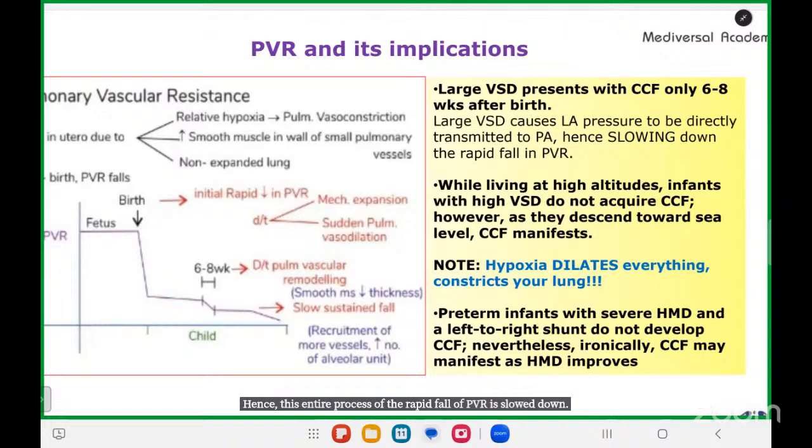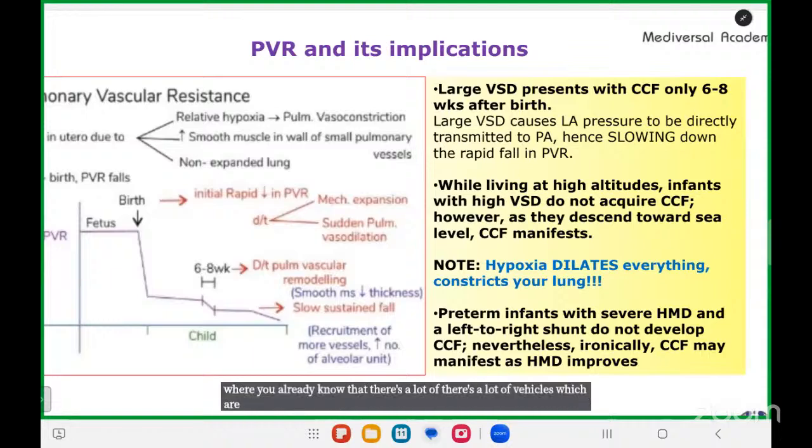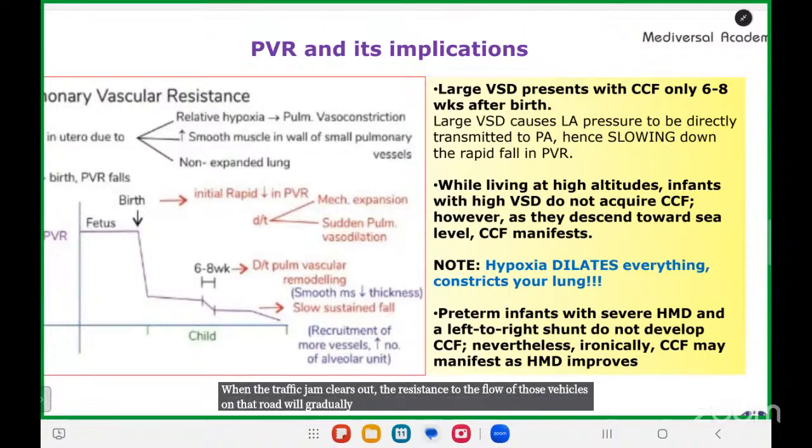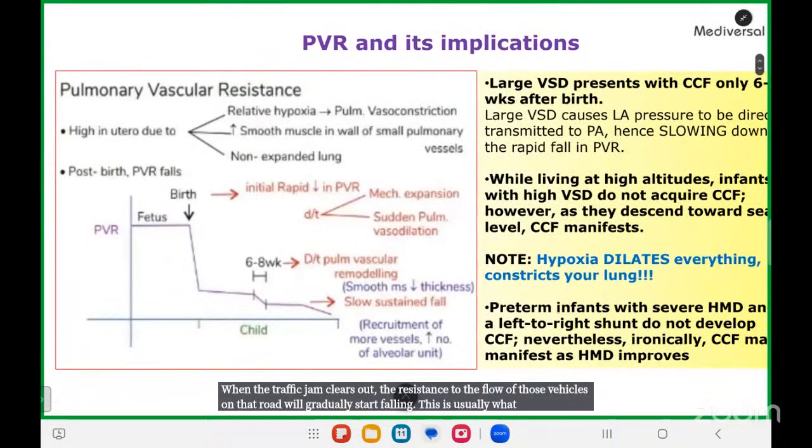What I mean to say is, suppose you're walking through a congested lane where you already know that there's a lot of vehicles stuck in a traffic jam, right? So the resistance of that road is already very high. Now, when the traffic jam clears out, the resistance to the flow of those vehicles on that road will gradually start falling. This is usually what is observed naturally, that after postnatal life, there's a rapid fall in PVR.